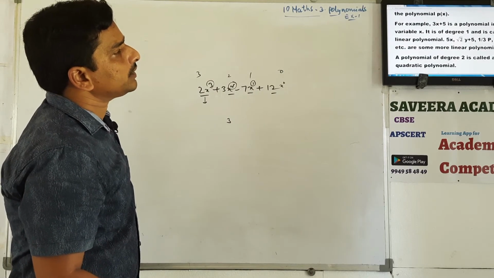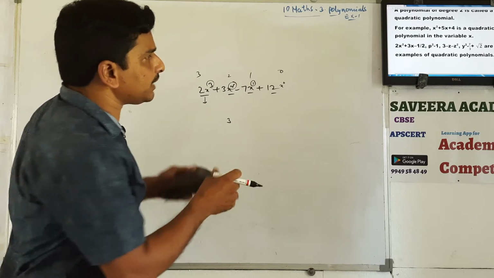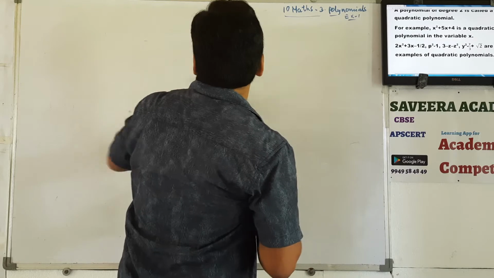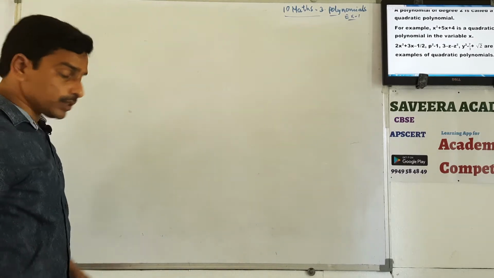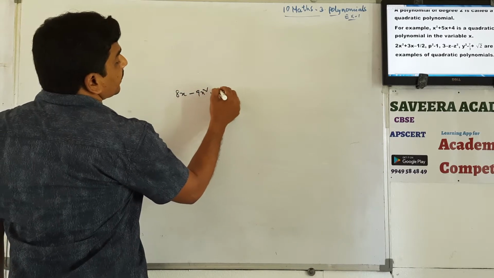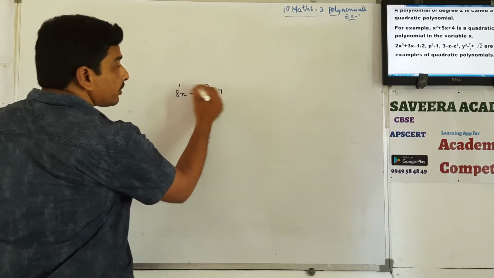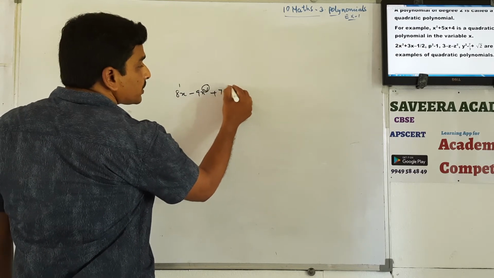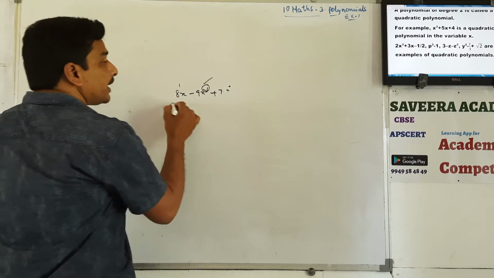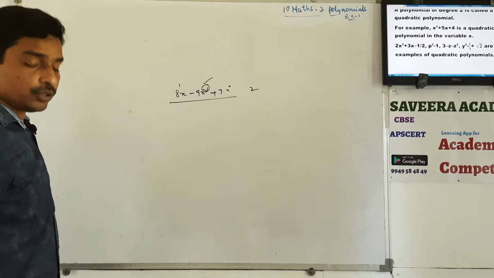Next, some more examples let us take. Suppose 8x minus 9x square plus 7. Here degree is equal to 1. Here degree is equal to 2. Here degree is equal to 0. Among all these things, 2 is the highest value. Therefore, the degree of this polynomial is equal to 2. Like that we have to consider.